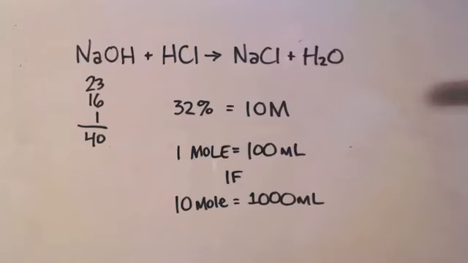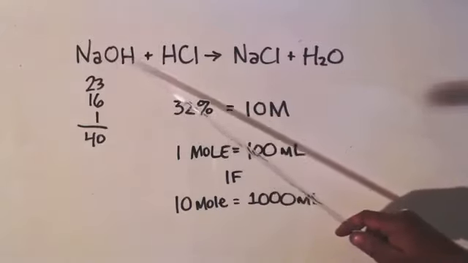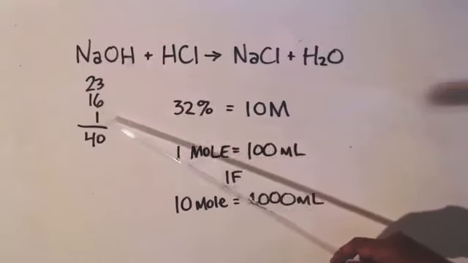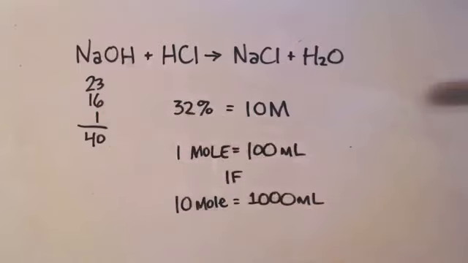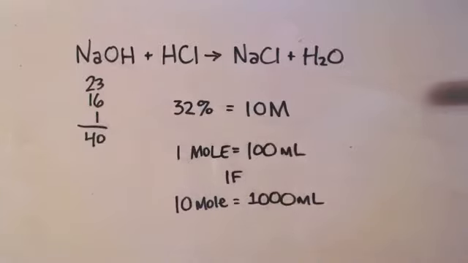You're like, well, how do I know how much a mole is? Well, we just figured that out, right? We go to the periodic chart, we look up sodium, we look up oxygen, and we look up hydrogen. 23, 16, and 1. We add them together. It gives us 40. That means 1 mole of sodium hydroxide is 40 grams. So if we're going to do this all in moles, we would add 40 grams of this.